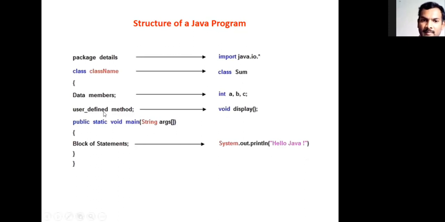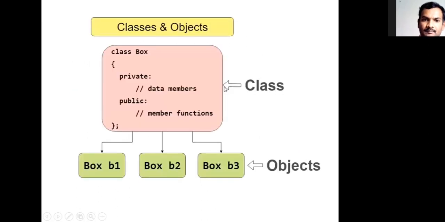The methods are implemented within the class. And this is the main method. And the main method has some executable statements. Similar to the printf function in C language to display output onto the screen, here there is a method similar to that called System.out.println, and the text that you want to display has to be specified within double quotes. This is the general structure of a Java program.